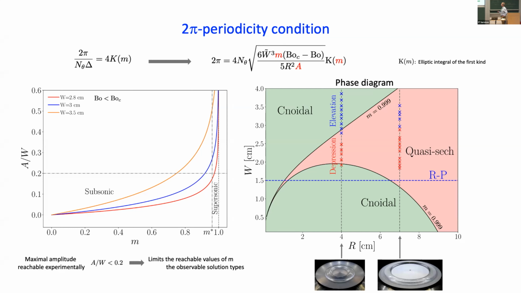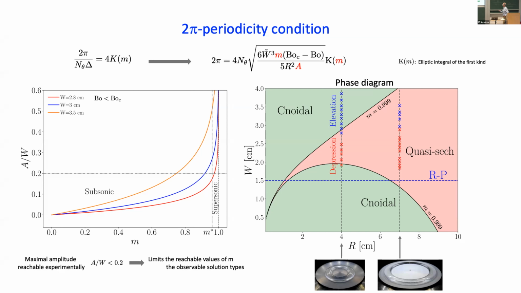And experimentally, we have a maximal amplitude compared to the width of the soliton. Typically, we cannot increase more than 20% of the width. So we cannot observe things above this. This means that this region will be very hard to see, and we will see only subsonic ones.